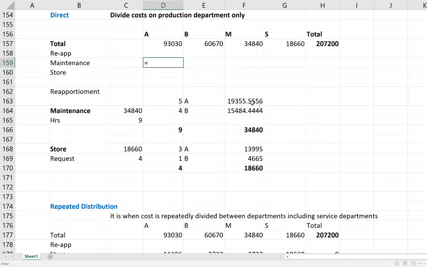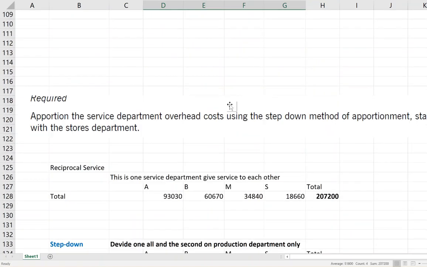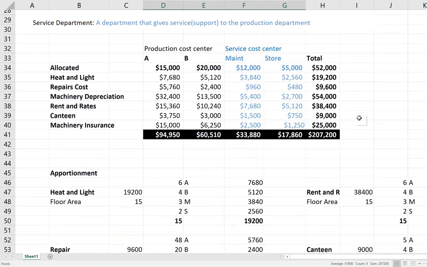we have 19,355 and 15,848, and minusing 34,840, and doing the same thing with store, minusing 18,660 and dividing that on these other departments. So when we total it, overall total doesn't change. The only thing that changes is cost shifts from service departments and they go to production departments. Okay, I want to double check the first apportionment calculation to see whether we have done it right or wrong. Otherwise it doesn't matter. Important thing is you understand the concept.